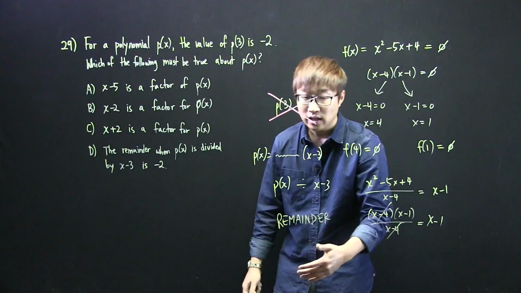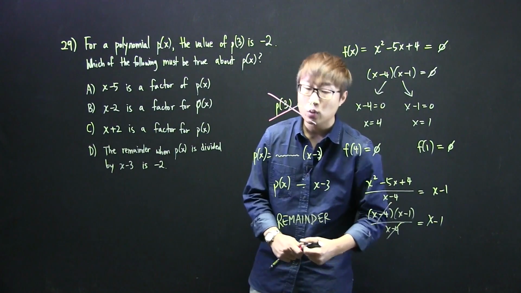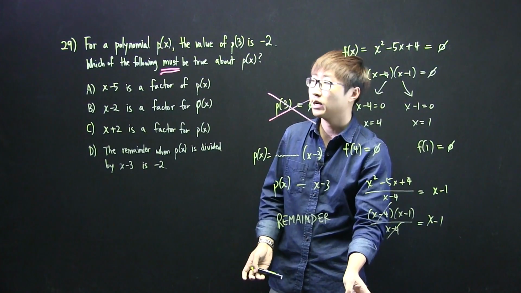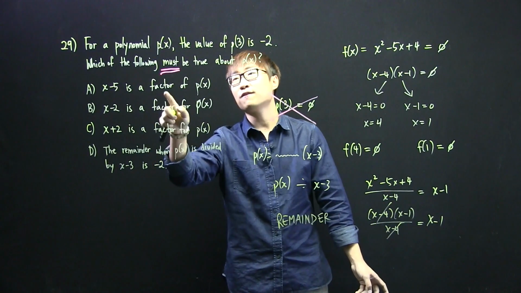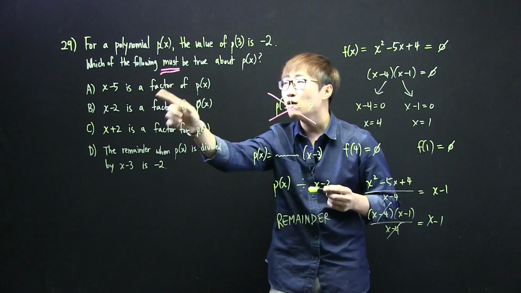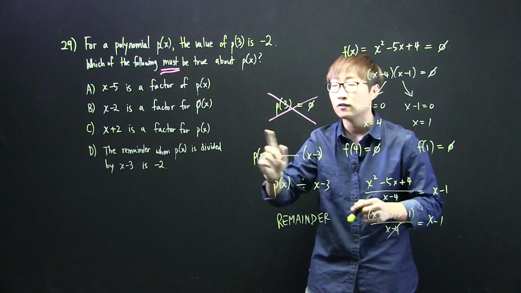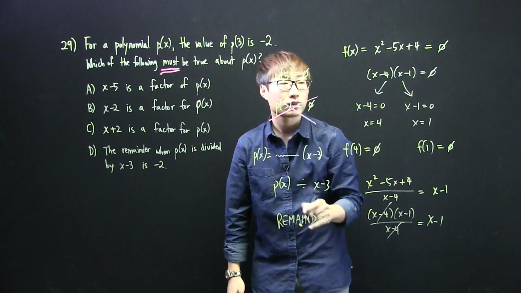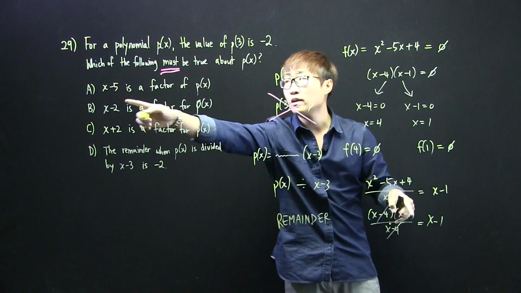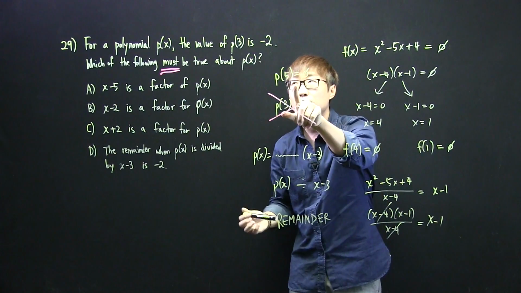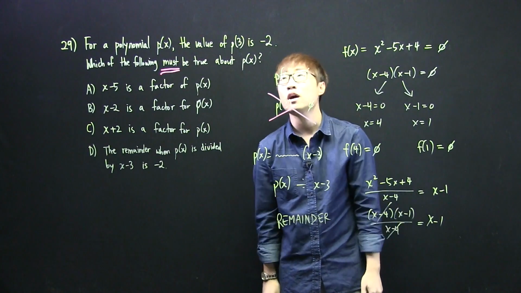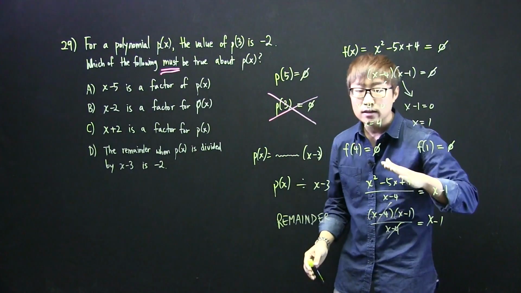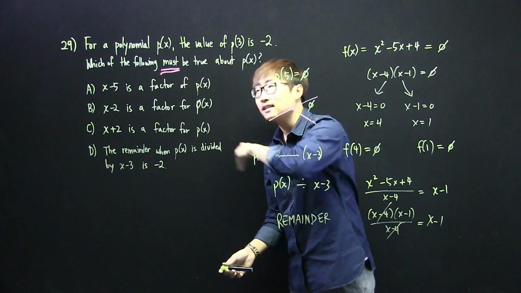So let's go through the choices and see what we can say for sure, because the question says which of the following must be true, right? A, x minus 5 is a factor of p of x. If I want to say x minus 5 is a factor of p of x, I should be able to say p of 5 is 0. Taking this logic over here, right? If I want to say A is true. But do we have this information in the question? Unfortunately, no, right? The value of p of 3 is negative 2. That's all we know. We don't have any information about p of 5. So I can't say A.